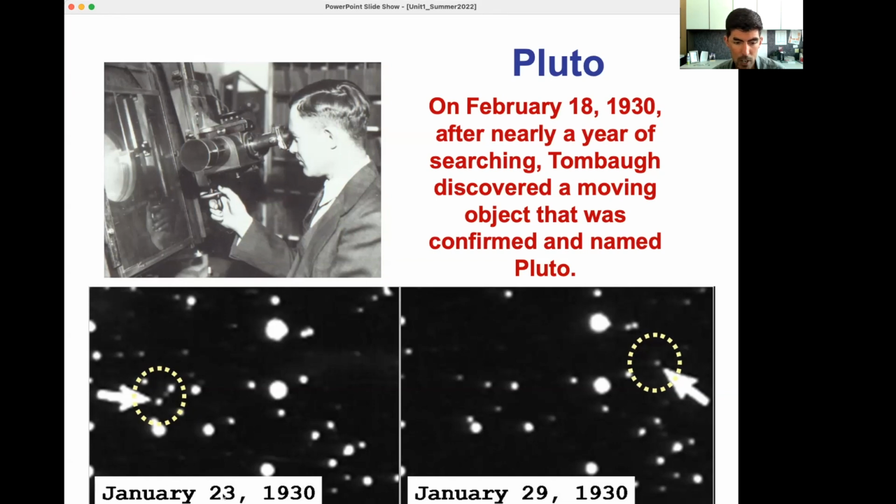On January 23rd, here is this image, and it includes an object right here. And then six days later, that photograph was taken again, and we see that the object has moved across the scene. Then, after processing the film, Clyde was able to see this movement the next day and identify Pluto.